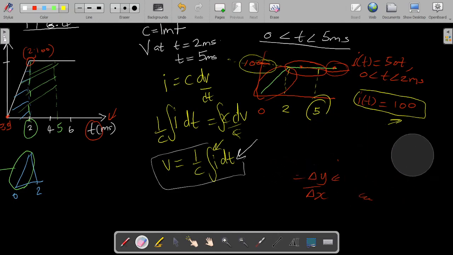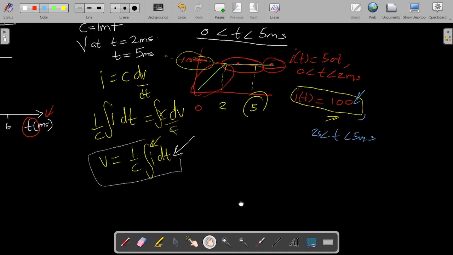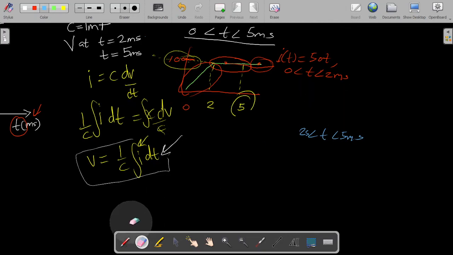So it's just explaining how you get that formula and all of that, just so we're on the same page. So we now have 2 different formulas for these sections. This other section is actually between 2 and 5 milliseconds. And you shouldn't forget that this isn't just 100, it's 100 times. So this is the actual formula. This is the correct formula.